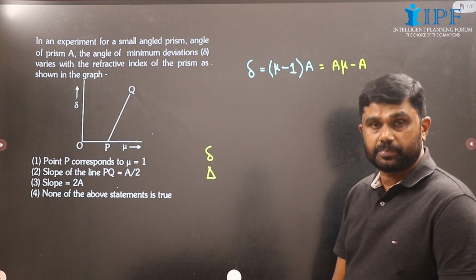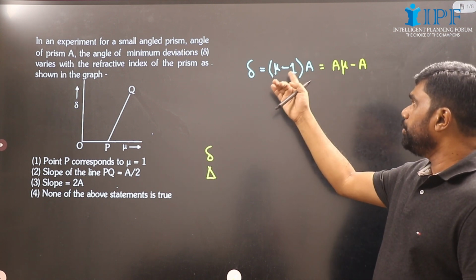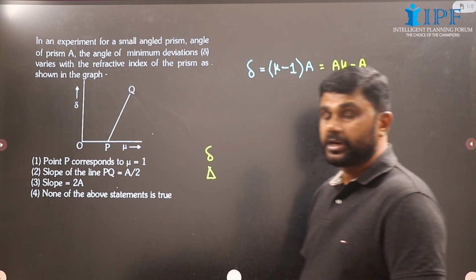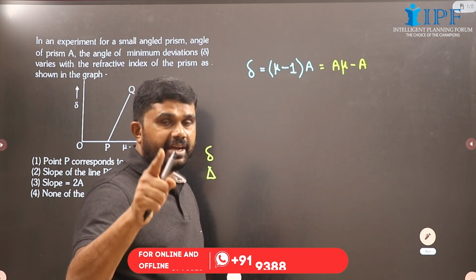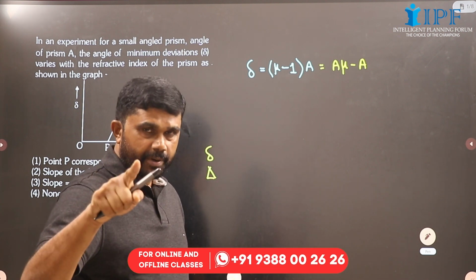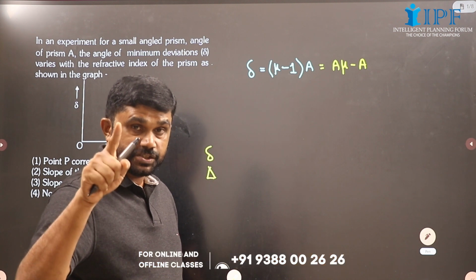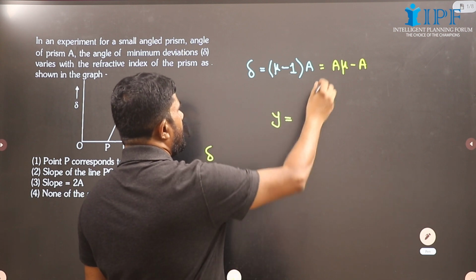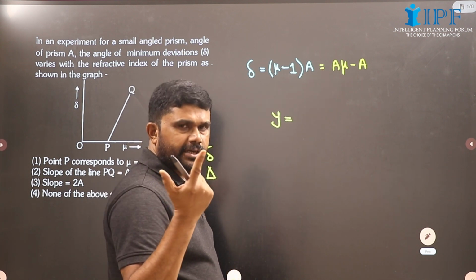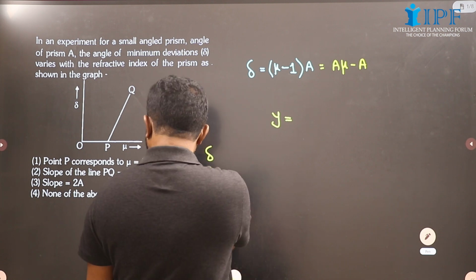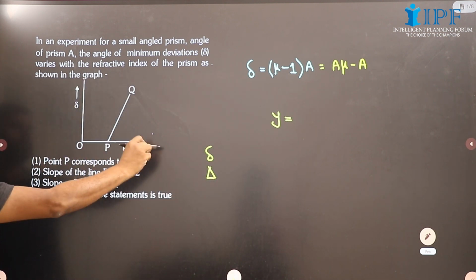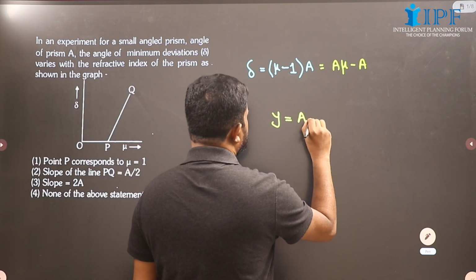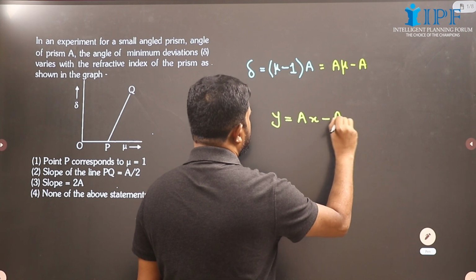For a small angled prism, the deviation is given by (mu minus 1) times capital A. Deviation is the quantity plotted along the y-axis, so to identify the shape of the graph you replace the quantity plotted along the y-axis by y. So delta equals y. Capital A is the angle of the prism. Mu is the quantity plotted along the x-axis. So this is a constant, then x minus a.